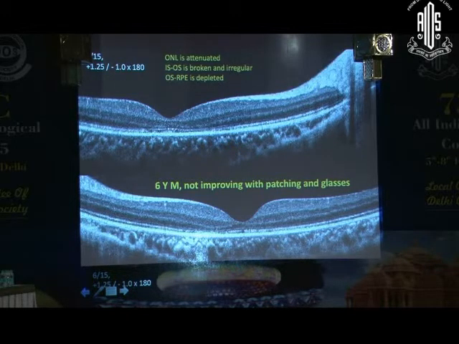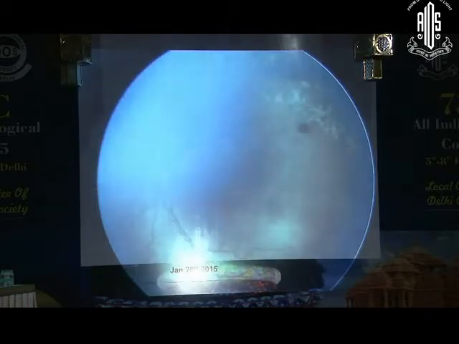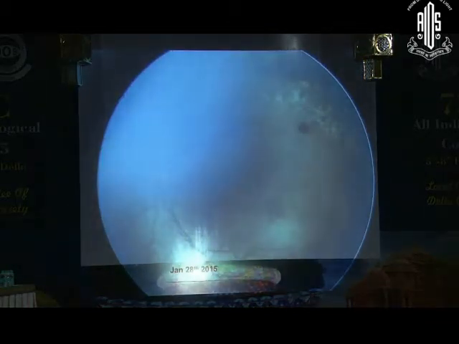You see a broken ISOS line. The external limiting membrane is again broken. The outer nuclear layer, which is the black portion here, is so thinned out. So the rest of the inner retina is almost caving in on the outer retina, which means that there is an outer retinal problem. This could be retinitis, this could be dystrophy, and these patients need to be investigated for that rather than continuously taking on patching, which may not help in his case.